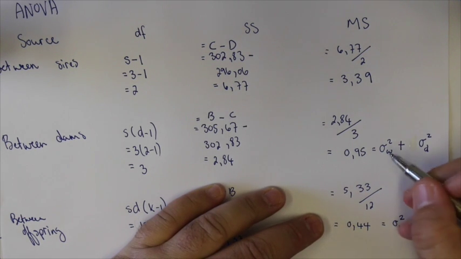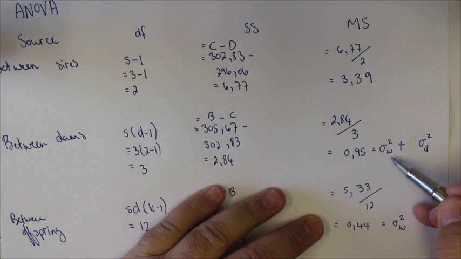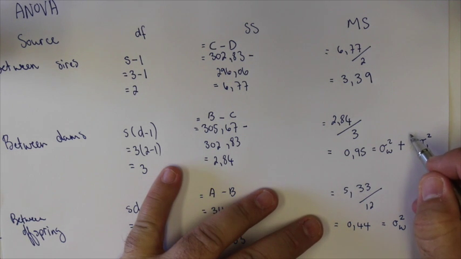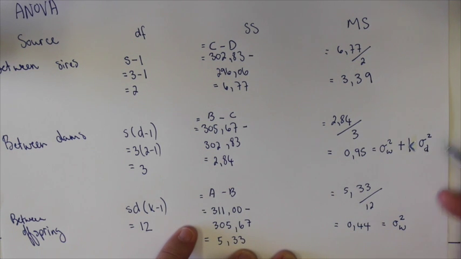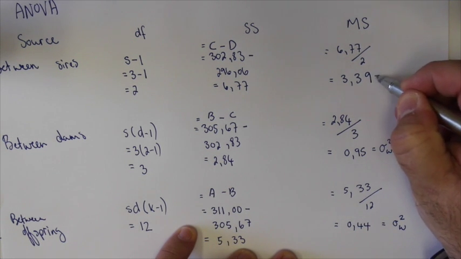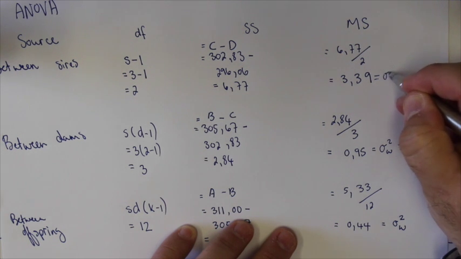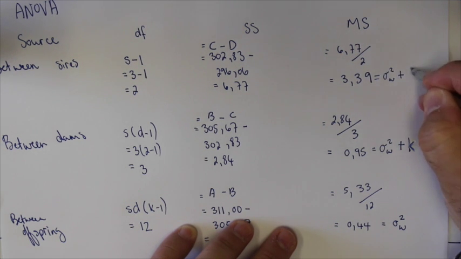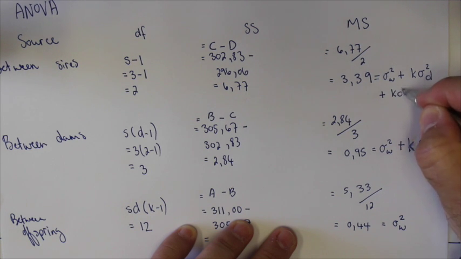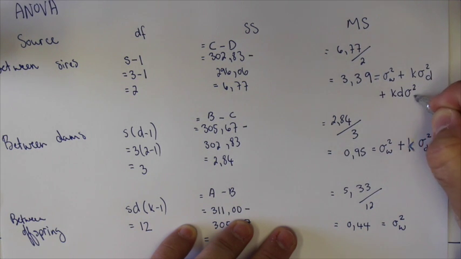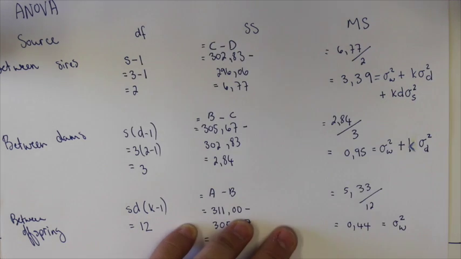So remember then the next one is sigma squared w plus k times sigma squared d, with the k representing the offspring, and the first one is sigma squared w plus k times sigma squared d plus kd times sigma squared s, which refers to the sires.